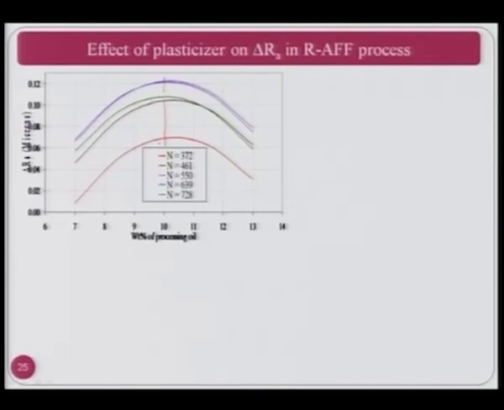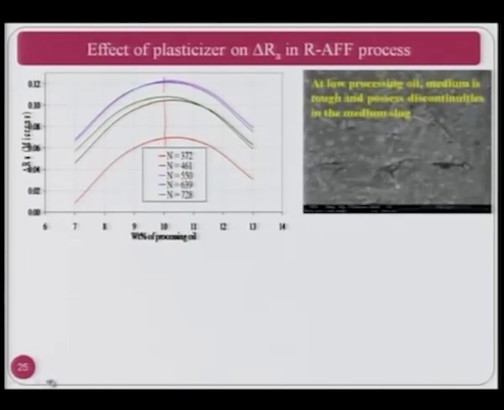On either side of this it starts decreasing. So definitely for the given set of machining conditions and workpiece surface, you can choose this particular optimum value of weight percent of processing oil. At low processing oil, the medium is tough and possesses discontinuities in the medium slug. As you can see here, this is the picture of the medium, and these are the discontinuities at the low percent oil, and they do not give enough strength to the medium.